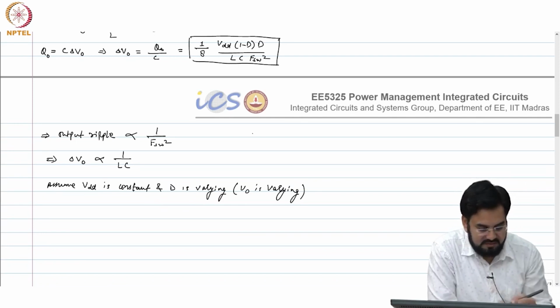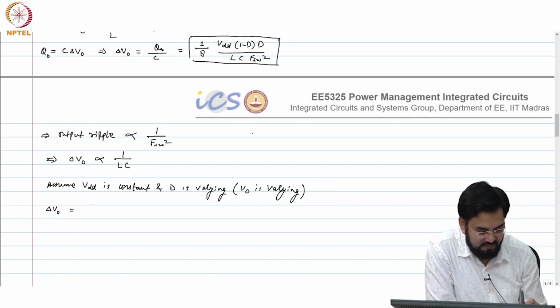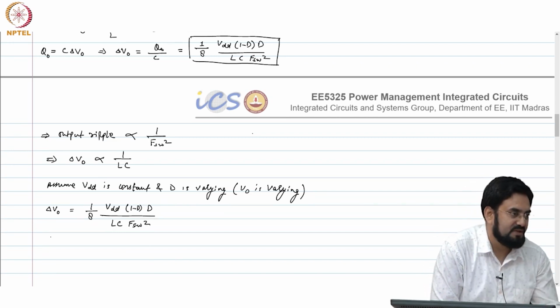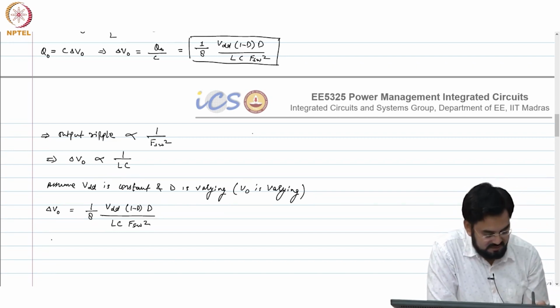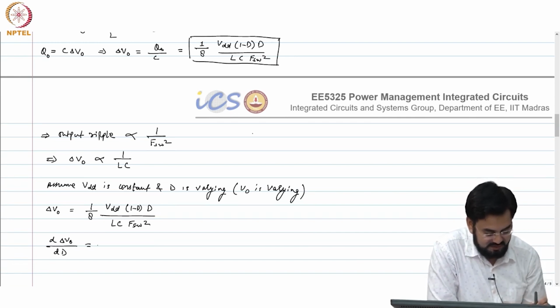Okay. So, now we already know delta V out equal to 1 over 8 VDD 1 minus D D over. So, for maximum you have to just differentiate it with respect to D, so d of delta V naught over d of D, how much is that?